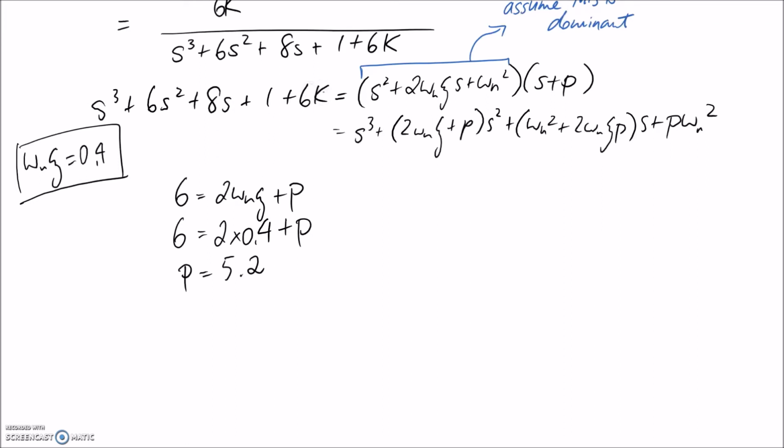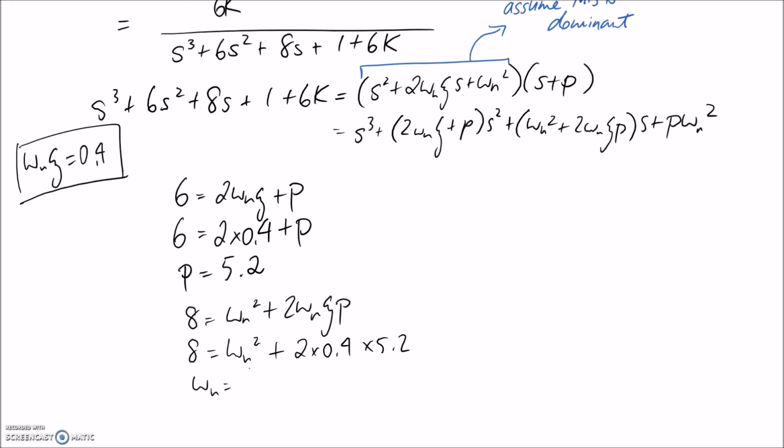Remember, we're aiming for k here. So if we go to the next one, which is the s terms, we can equate those together. And we can sub some stuff in. So we've got 8, omega n squared, we don't know omega n yet. We know these two multiplied together though are equal to 0.4. And we've just solved for p. So actually the only unknown in this equation is omega n, and it comes out to 1.96, and this is an angular velocity, so it's going to be in radians per second.